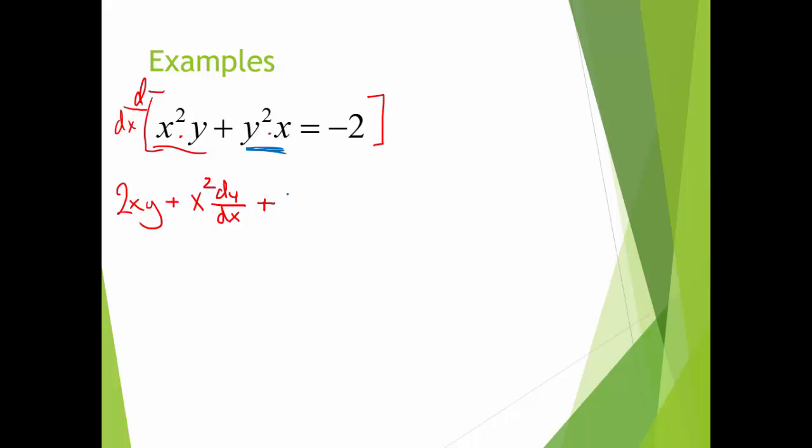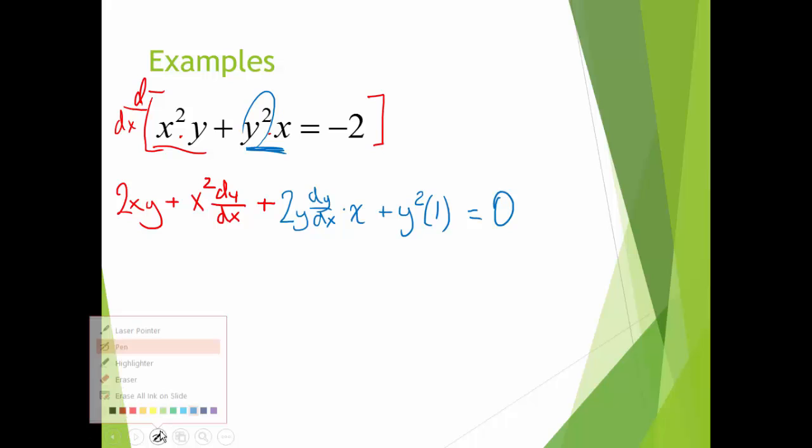So I'll do the derivative of the first piece, y squared. That's going to be 2y dy/dx times the second function, x here, plus the first function, y squared, times the derivative of x, which is 1. And all that is going to equal the derivative of -2, which is 0. Okay, so let me do some cleanup. Let me go back to one color.